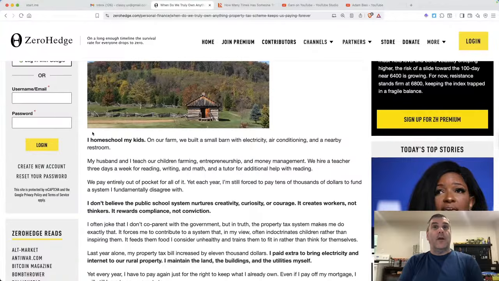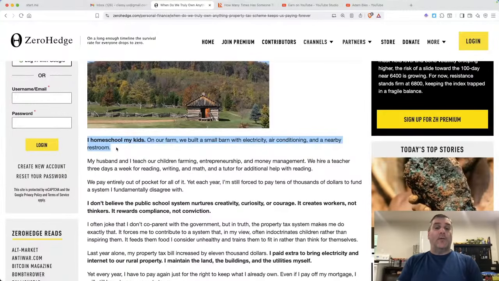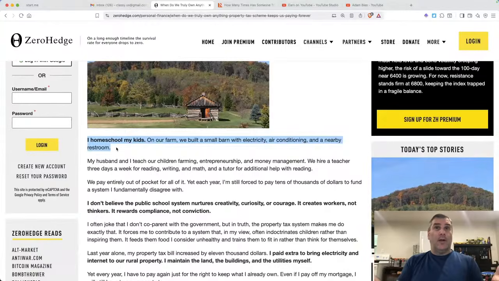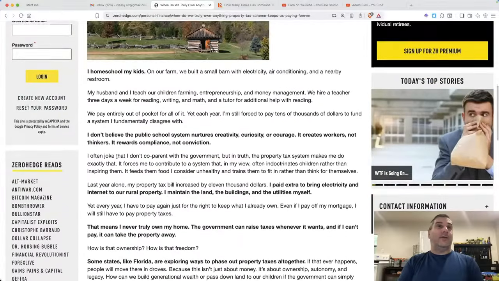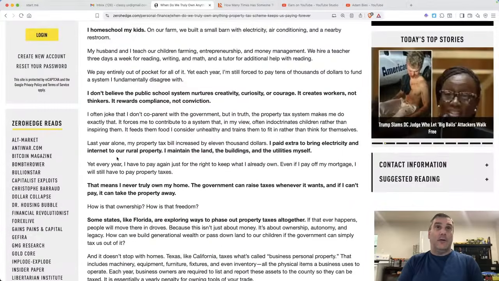On our farm, we built a small barn with electricity, air conditioning, and a nearby restroom. Okay, boo-hoo, you're rich. You're a rich housewife whose husband makes a lot of money. Because if you're homeschooling your kids on your farm, you built a small barn to use as a home school with electricity, air conditioning, and a nearby restroom. Okay, so you're loaded. You're paying $24,000 a year in rent to the government.